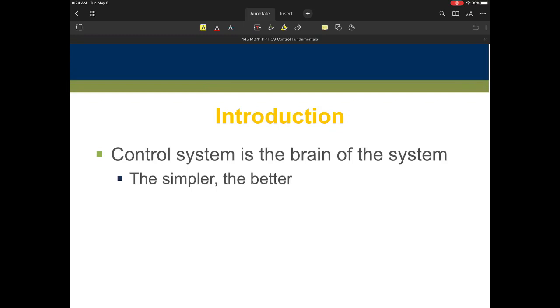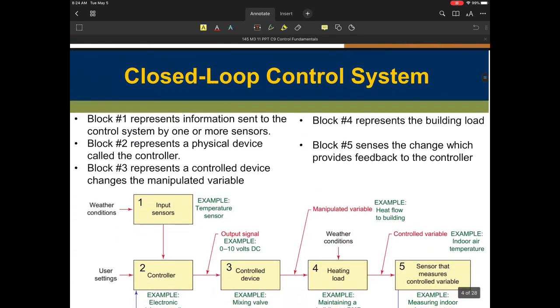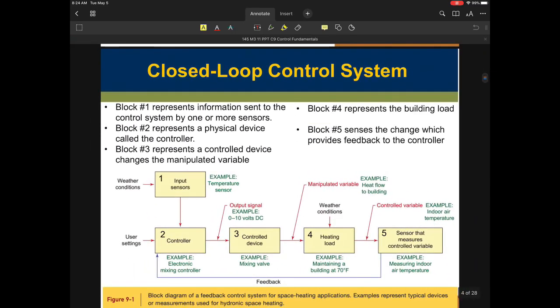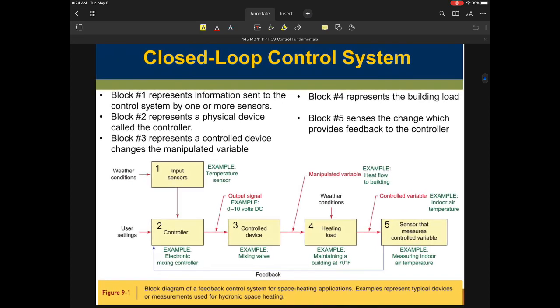The first one we'll hit upon is the control system. It's generally the brain of the system. Your controller is going to make decisions based upon information, based upon feedback, a number of those things. So we'll take a look at that. I'd like to start out right away and take a look at a closed loop system, what we call a closed loop control system.